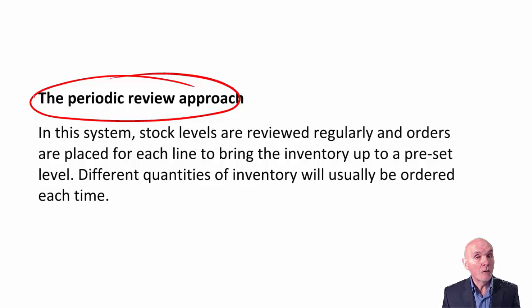Under the economic order quantity, you order at different periods. You order when the stock goes down to a particular quantity, but you always order the same quantity.